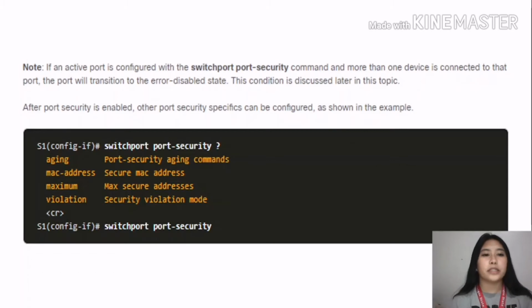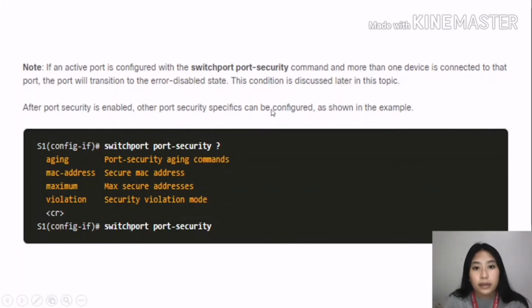If an active port is configured with the switchport port-security command and more than one device is connected to that port, the port will transition to the error-disabled state. This condition is discussed later in this topic. After port security is enabled, other port security specifics can be configured as shown in the example: port security aging commands, MAC address, secure MAC address, maximum MAC secure addresses, violation, security violation mode, switchport port-security.